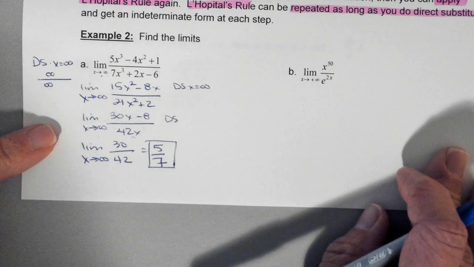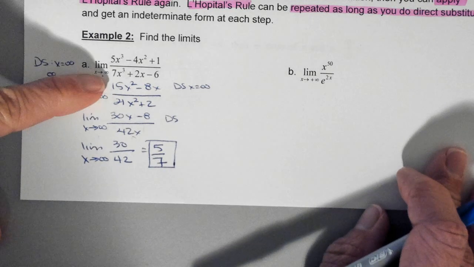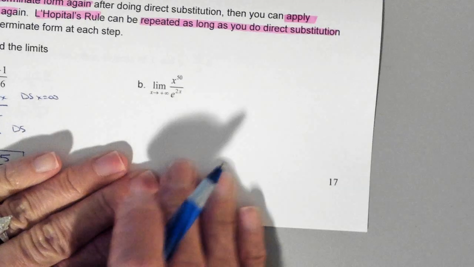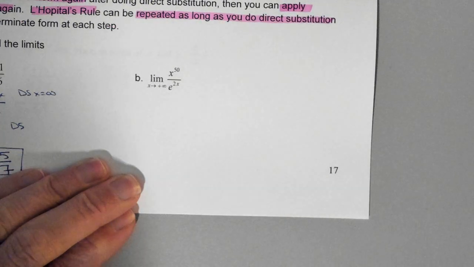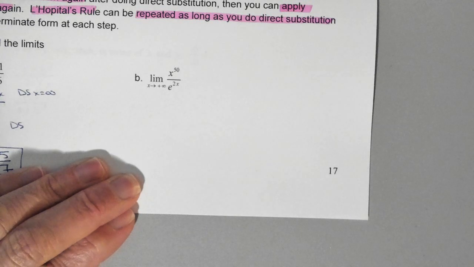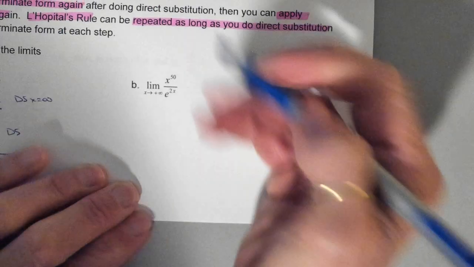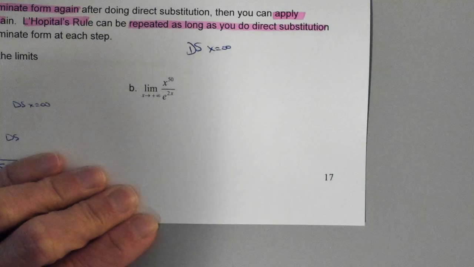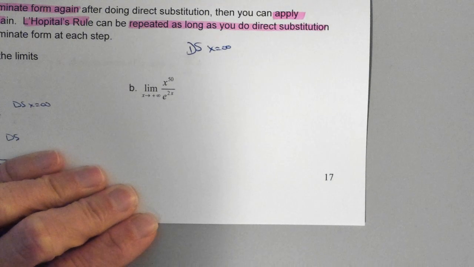Questions on the first one? So either way, we still get 5/7, right? Still the same answer. Okay, in B, this is the limit as x approaches infinity of x to the 50th power over e to the 2x. So if I use direct substitution where x is equal to a humongous number, what is this humongous number to the 50th power?